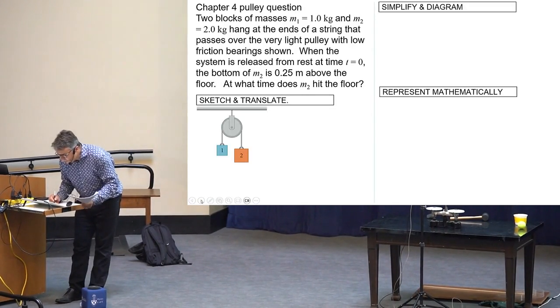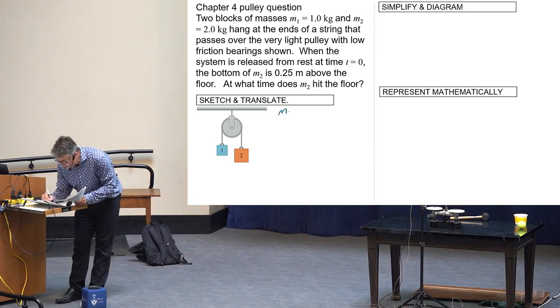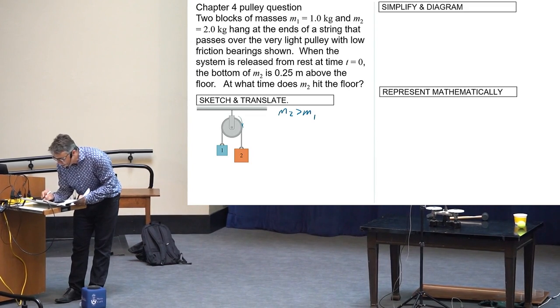Two blocks. Masses M1 is 1.0 kilograms, and M2 is 2.0 kilograms. So the point here, I think, is that M2 is greater than M1. So my feeling is that the whole thing is probably going to accelerate this way, right? It says it hangs at the ends of a string that passes over a very light pulley with low friction bearings. When the system is released from rest at a time t0, the bottom of mass 2 is 0.25 meters above the floor. At what time does M2 hit the floor?